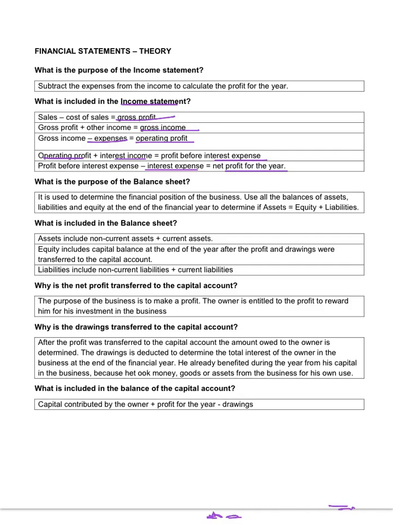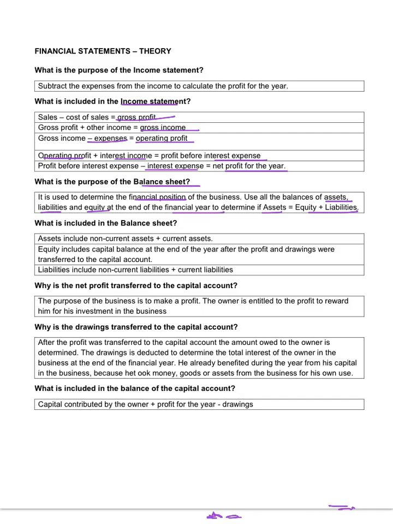The purpose of the financial statements is, first of all, in the income statement to calculate the profit for the year, and in the balance sheet to determine the financial position of the business on a specific date. All the balances of your assets, liabilities, and equity on the last day of the financial year will be recorded in the balance sheet to indicate that assets equals equity plus liabilities.